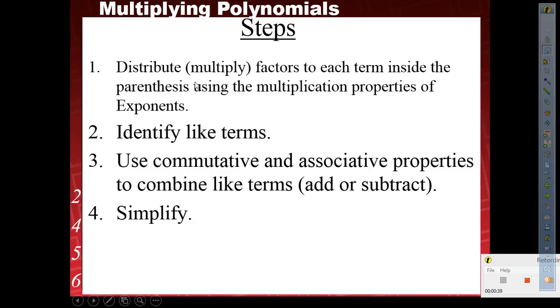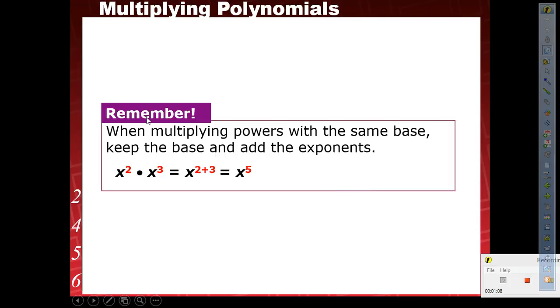So step 1 is to distribute, which means multiply the factors into each of the terms inside the parentheses using the multiplication properties of exponents. We know how to do that. Identify like terms. Did we do that? Yes. Do we know how to use commutative and associative properties? Yes. And at the end, simplify. Okay? So, just a reminder, when we multiply, what happens if they have the same base? We add. Everybody with me?